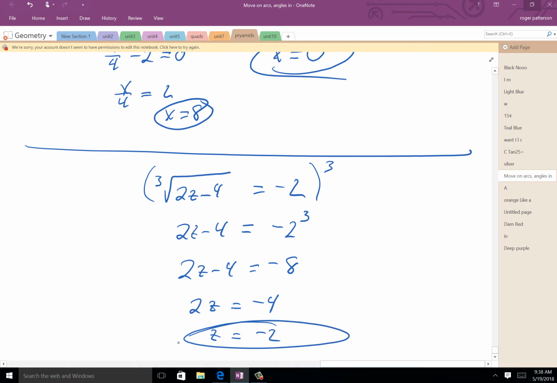And there it is. After doing those ones where we have to square both sides and check, that seems pretty easy. The only difference is we just cubed both sides instead of squaring.